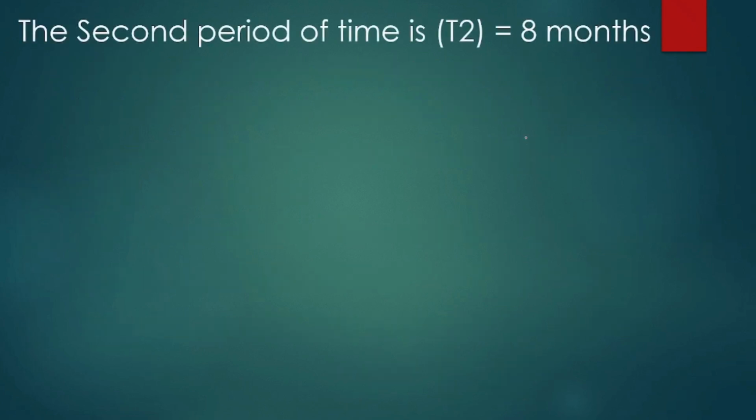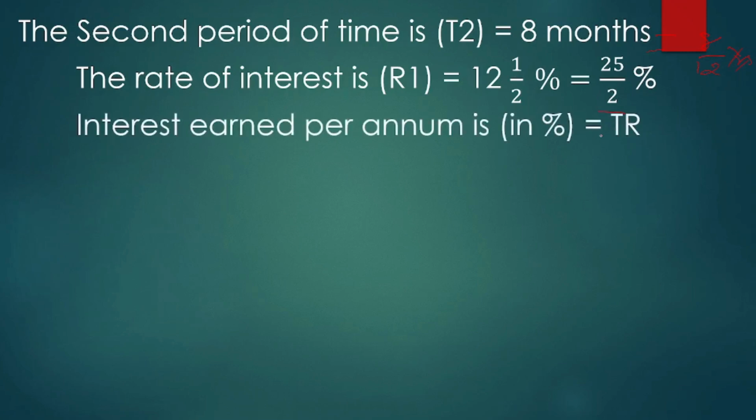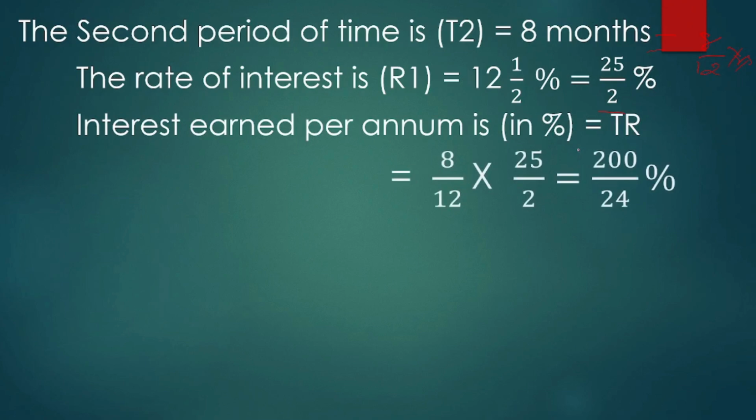For the second, the time period is 8 months, which can be expressed as 8 by 12 years. The rate of interest is 12.5, that is 2 12s are 24 plus 1, 25 by 2%. The interest per annum for this time period is 8 by 12 into 25 by 2. 8 25s are 200, 12 twos are 24. Here the denominator 24 is common for the first transaction and the second transaction.